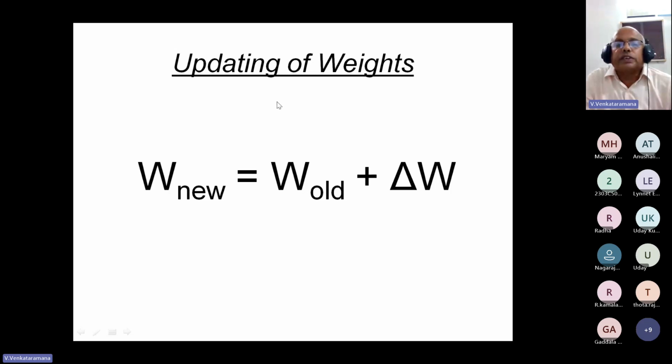Therefore, for any learning law, either supervised learning, of which we have seen 3 types, or unsupervised learning, of which there are 2 types, our objective is to compute the change in the weight expression. After computing it, we can update the weights: W new equals W old plus change in the weight. The process continues.